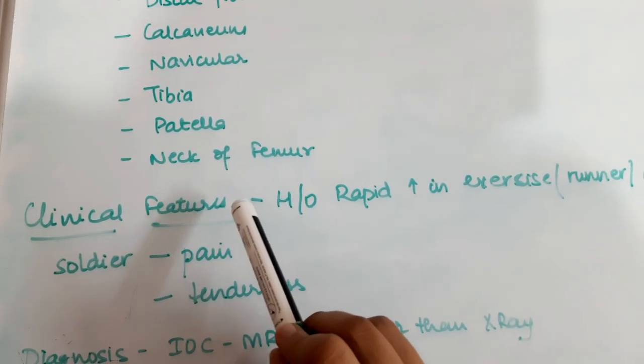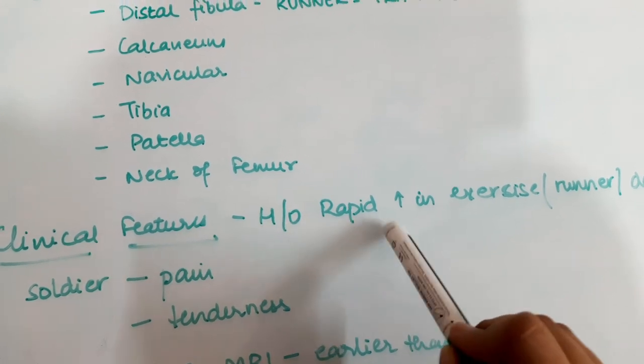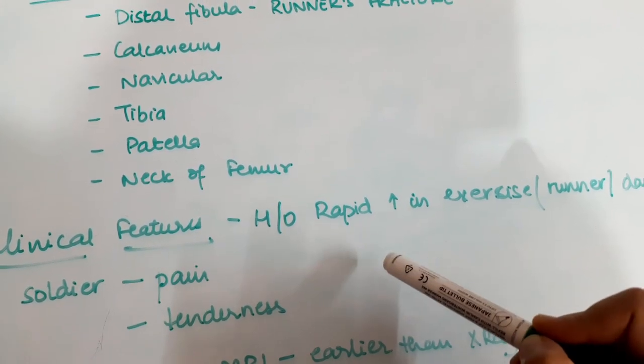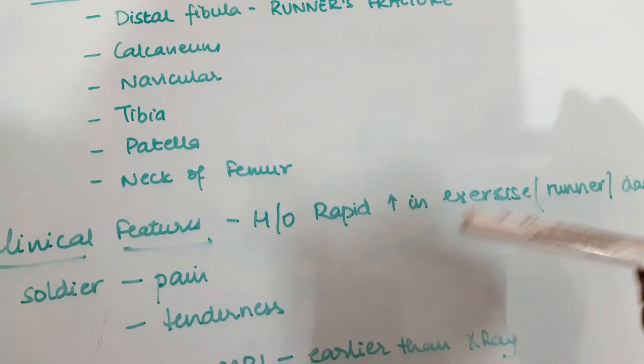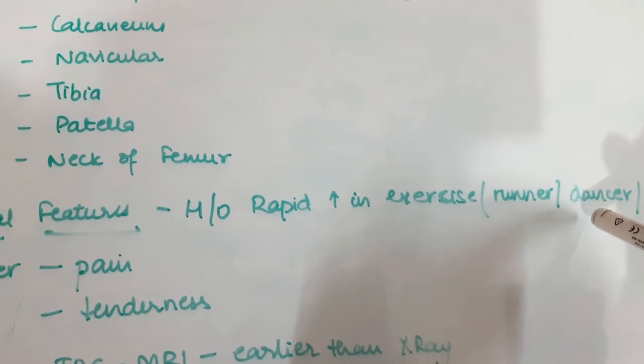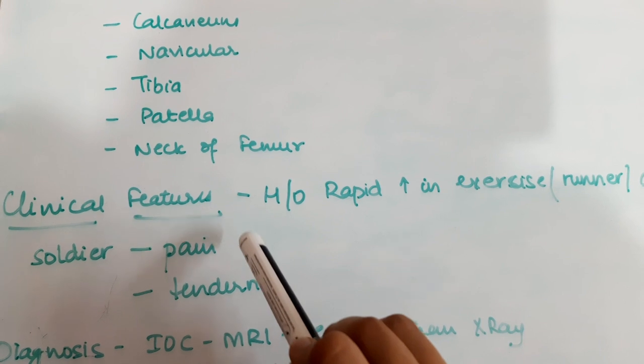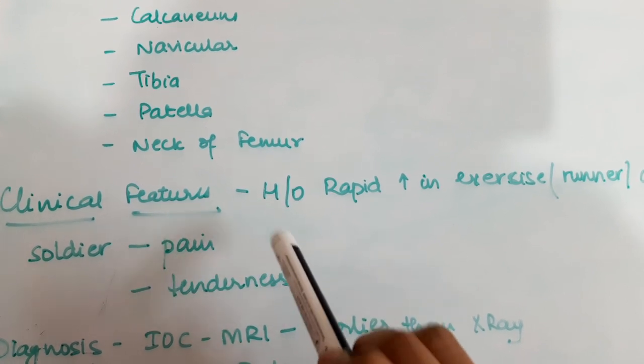Clinical features of a stress fracture include that there will be a history of rapid increase in exercise. There will be a patient who has suddenly started doing a lot of exercise, or there is a history of a runner or a dancer or a soldier, and that patient will present with pain and tenderness along the affected bone.